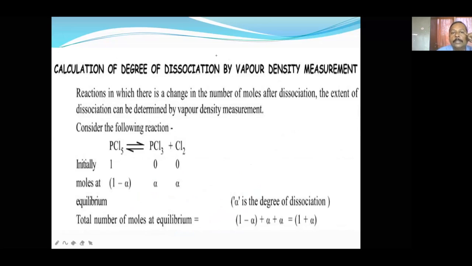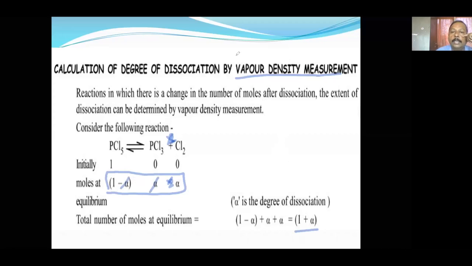Next, let us see the calculation of degree of dissociation. This is also very important. Vapor density. Okay. So first I am taking 1 mole. If it is not a unitary mole, what you have to do? Just a small modification. Okay. PCl5: 1 minus alpha, alpha and alpha. Suppose if it is 2 here, what will you do? 2 alpha. But 2 is not there. So total number of moles at equilibrium is 1 minus alpha plus alpha plus alpha. So this and this will get cancelled. This will be 1 plus alpha, the total number of moles at equilibrium.